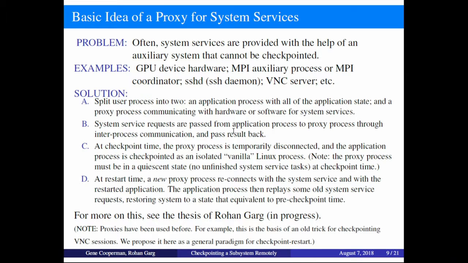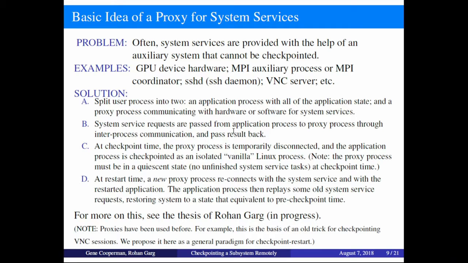So here it is written out in text. The system services here are clear. It's the GPU and the CUDA library. The solution is we split the user process into two. We have the system service requests. These are passed from the application process to the proxy. And then at checkpoint time, the proxy can be disconnected.